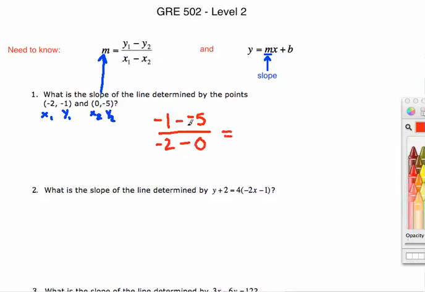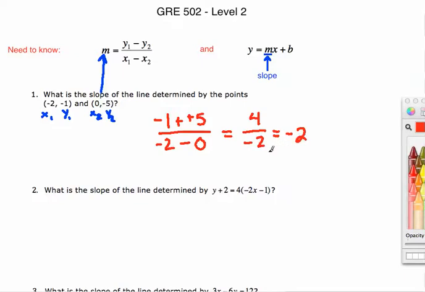Let's simplify. You could just type negative 1 minus negative 5 into your calculator if you want. Or you can say, I know that when I subtract a negative number, it's like adding a positive number. Negative 1 plus 5 is the same as 5 minus 1, which is 4. Then negative 2 minus 0 is minus 2. Now all of your answers I want to be in simplified form. So if you simplify this, this is just negative 2.